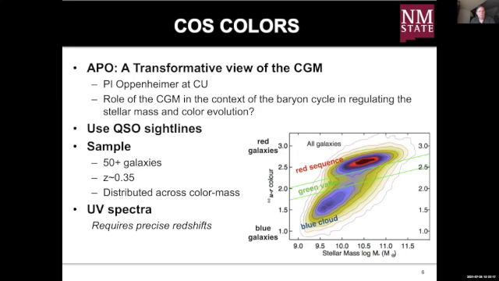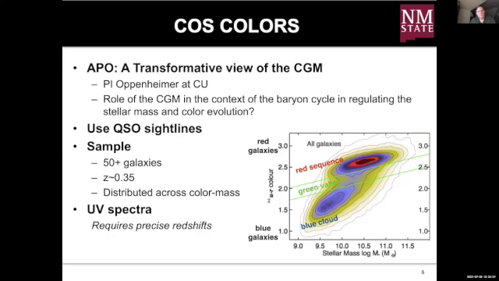going towards more and more rotationally supported. So there's a program put together with 50 plus galaxies at a z of 0.35 or closer, distributed across this state space, if you will, between color and stellar mass, to try to map that out.